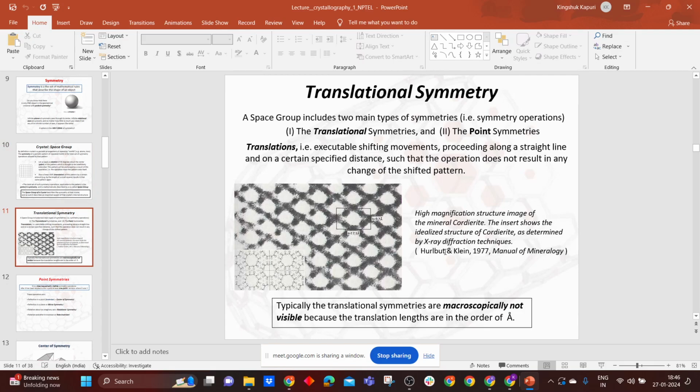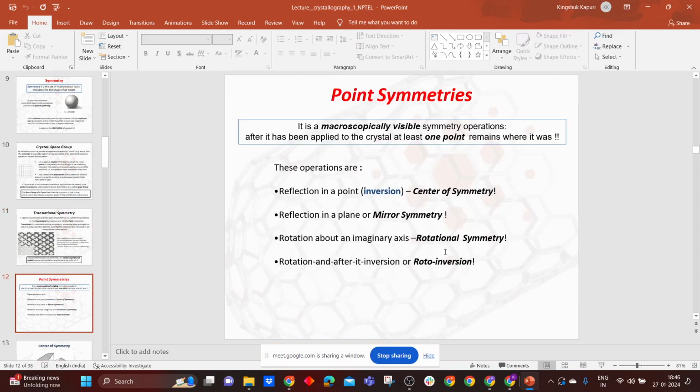So there are certain symmetries. One is rotational symmetry, one is translational symmetry, and there are some point symmetries also. Now, as I have talked about point symmetry, there is a concept of center of symmetry. Do you guys know what the center of symmetry is? Or I'm just explaining. If anyone knows, they can explain it to the class also.